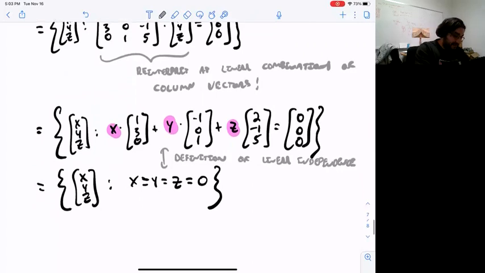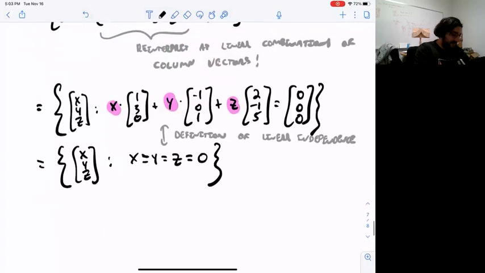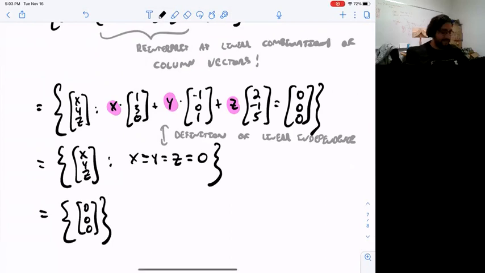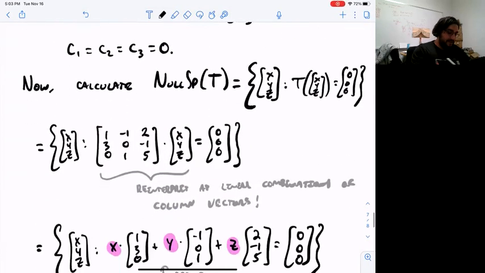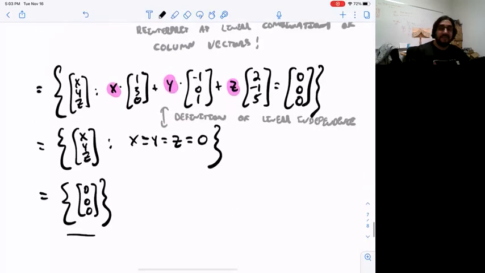Okay, well now this set builder notation is kind of silly. This is now a really crazy way of just writing the set containing the 0 vector. Because I'm saying x, y, z such that x and y and z are all 0. Well, that's just the 0 vector, the set containing the 0 vector. And that's it. Look what we computed. This was the null space, right? So we just figured out that the null space of T is nothing but the 0 vector.